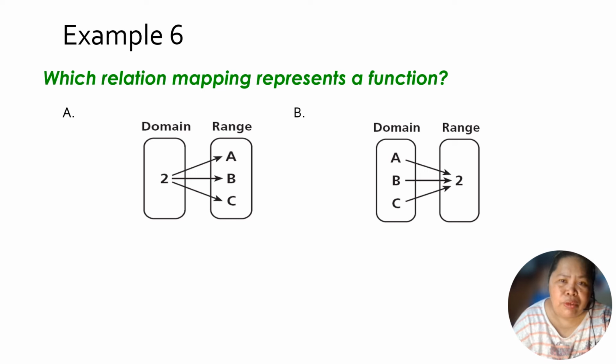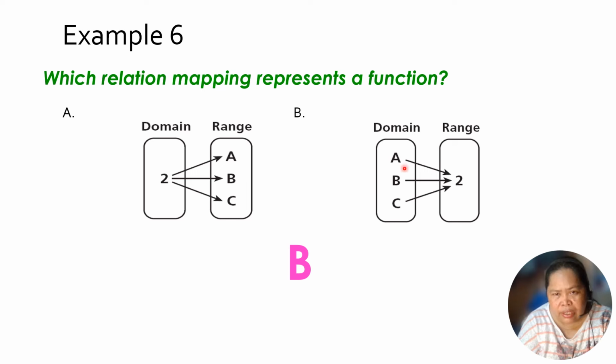Okay, which relation mapping represents a function? So let's have this one, A. Of course, we have here and here. So it's A or B. What do you think? The answer is B. Okay, it's obvious. Here, the domain has all its partners in the range. But here, 3 to 2 could be, but not 2 to 3. We cannot interchange that.